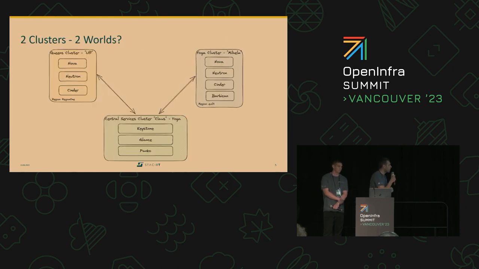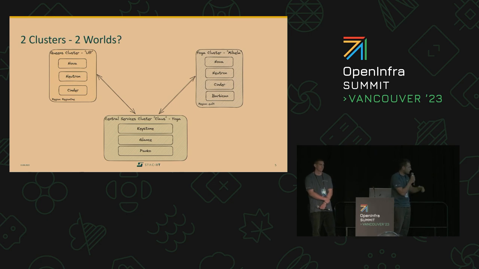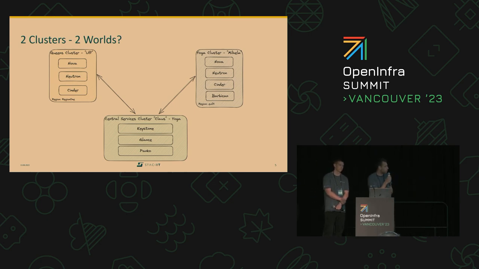A short overview of how our clusters look like. We have a central services cluster where we mostly run shared services like Keystone, Glance, and Panko. They are already on Yoga, okay, to be honest, Panko is not on Yoga because I think Victoria is the latest release it even supports. And then we have our old cluster running Nova, Neutron, and Cinder, which connects to these central services, running Queens. Then we built a new cluster and placed it there, and also we added Barbican in there because we need it, on the Yoga release.